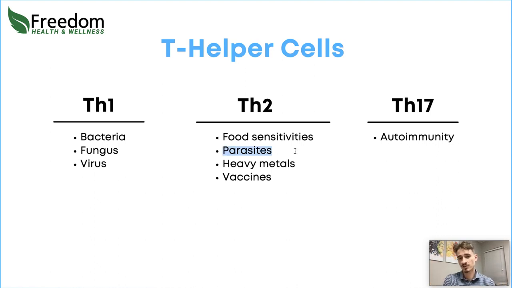Parasite infections are going to stimulate a Th2 response, as are heavy metals. And whenever you react to a vaccine, this part of your immune system is what's going to become hyperstimulated as your immune system is triggered to make basically these memory cells. All of that goes through your Th2 immune system.